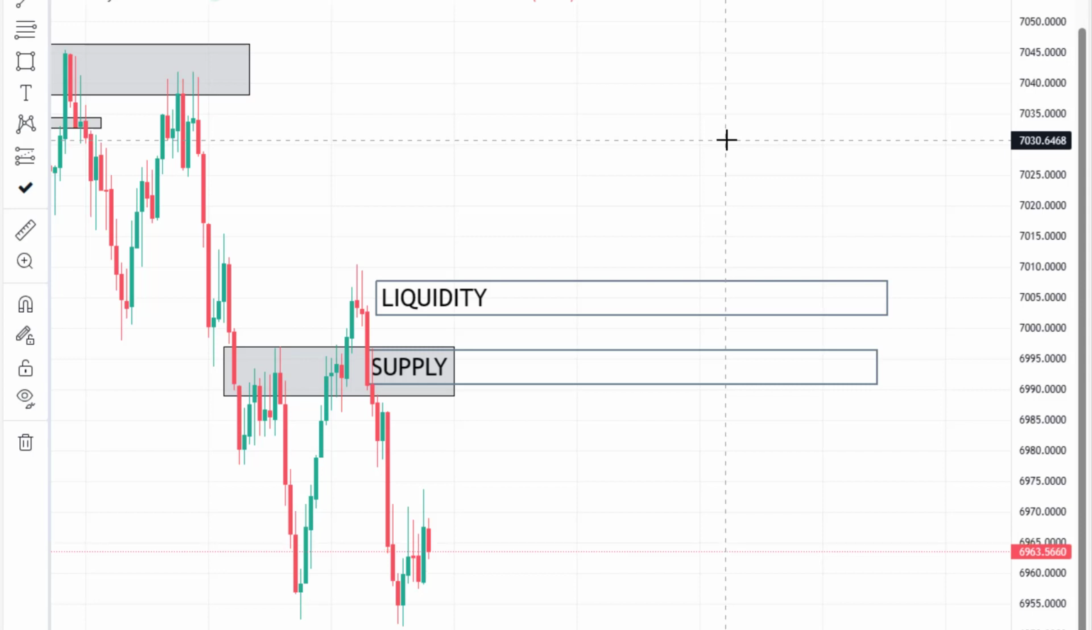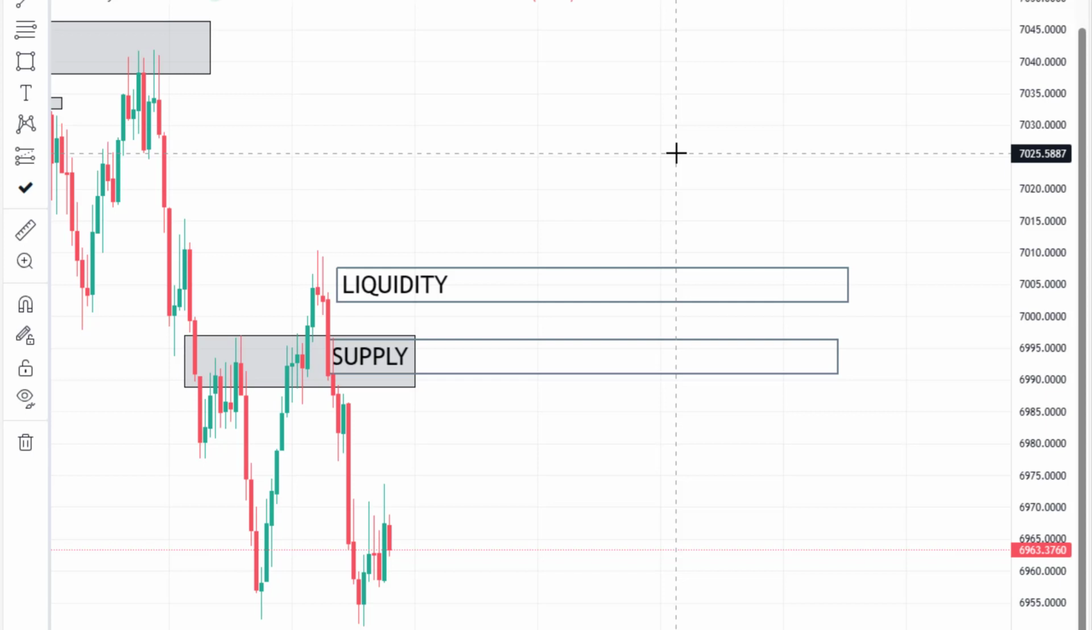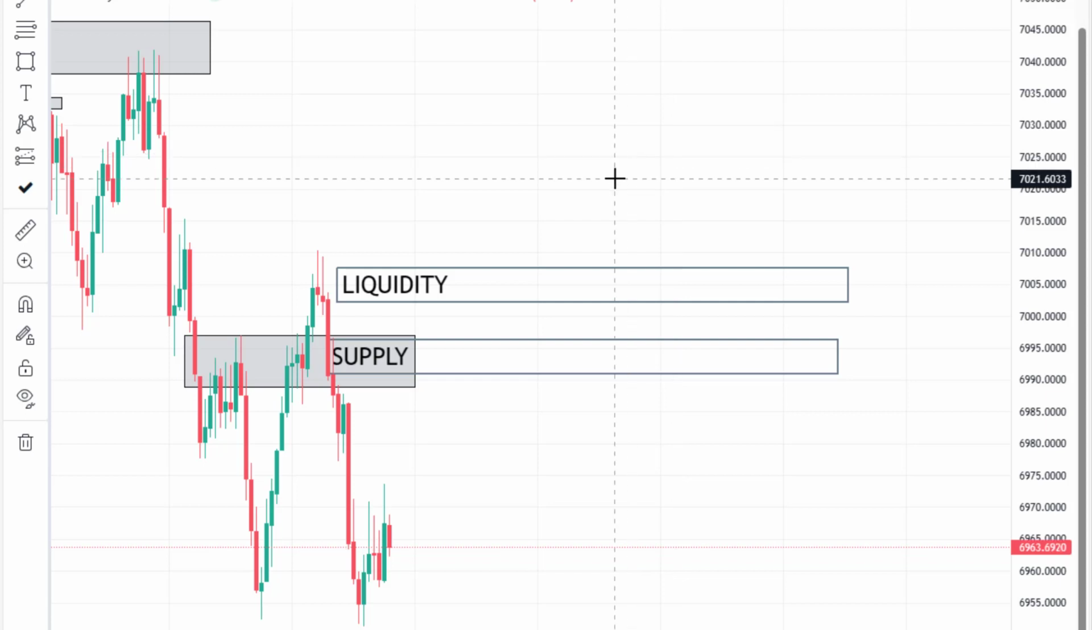Now in this video we'll be talking about one key aspect of the smart money concept, including demand and supply zones, psychology behind trader liquidity sweep and all of that.